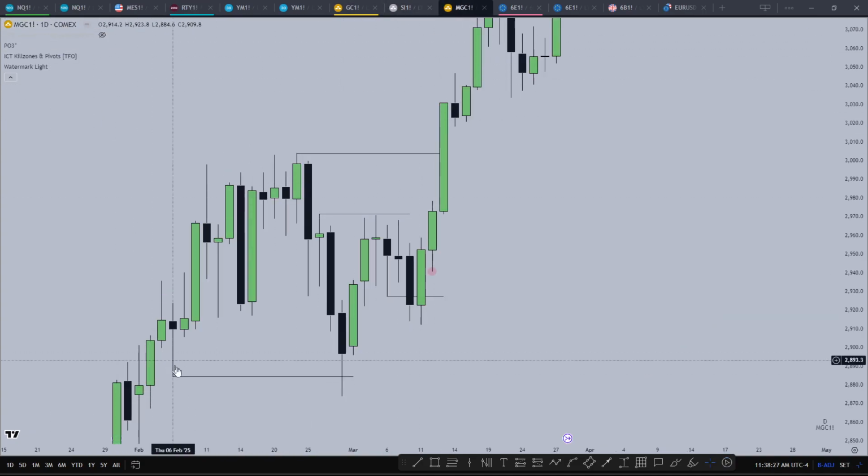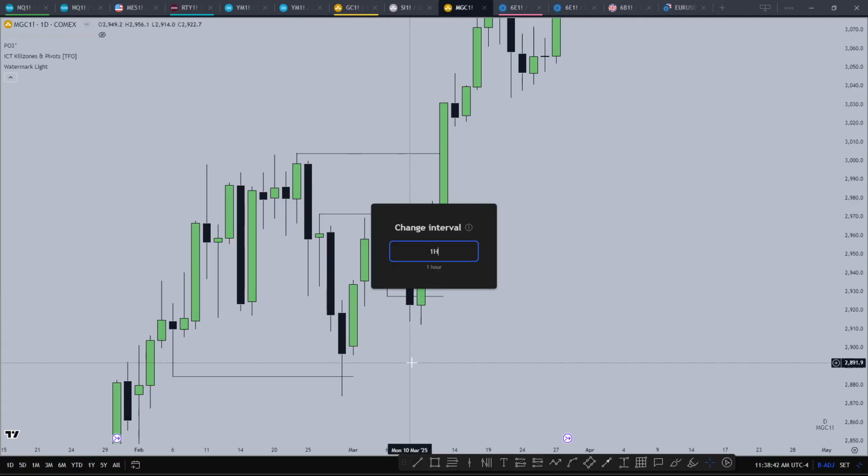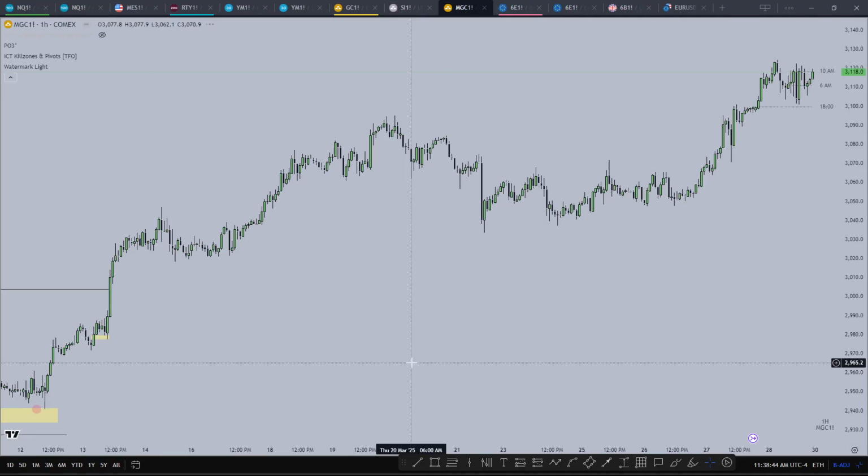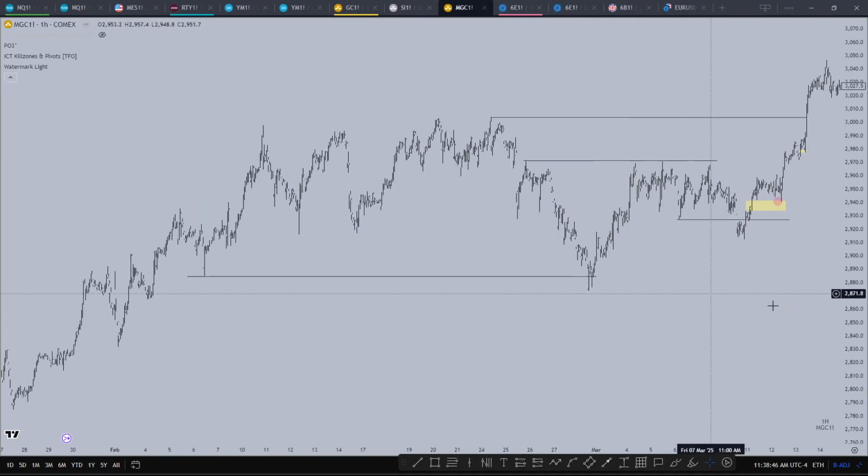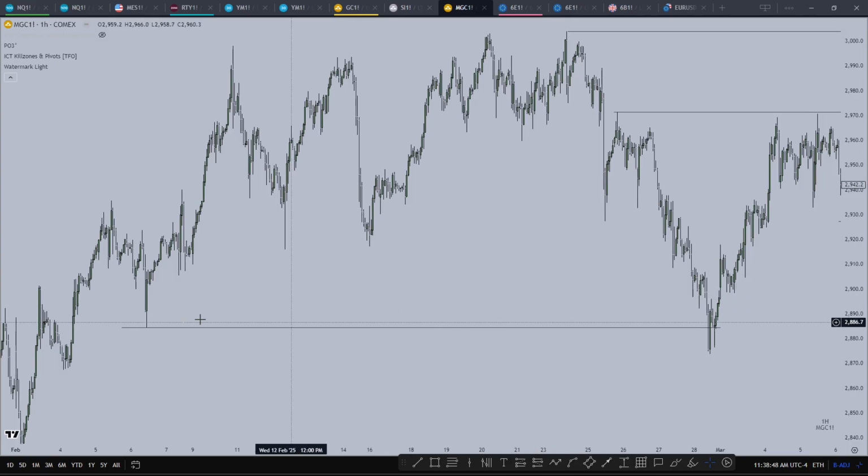Daily key level. So hourly MMXM on Monday, 3 March. I don't remember this, but I do remember this. I did participate these days. I guess I participated this day as well. Don't exactly remember. 3 March. Okay, let's hop into that. 3 March. This was the daily key level.